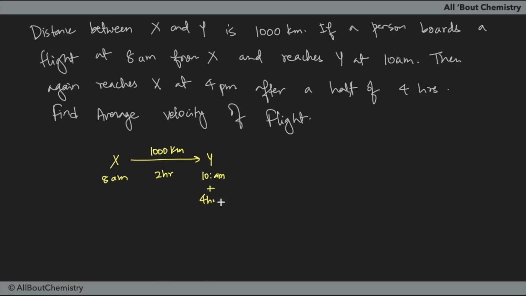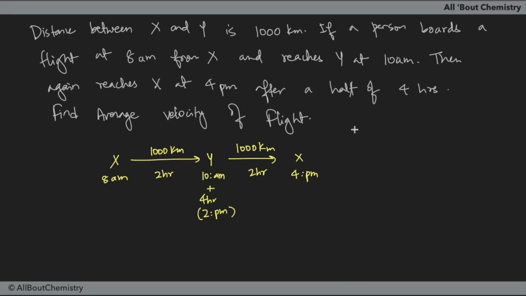So 4 hours he took a halt. That means 10 a.m., if you add 4 hours, so 10, 11, 12, 1 and 2. That means he started from y at 2 p.m. Okay, and then he reached x at 4 p.m. on the same day. So again he traveled for 2 hours, right? And the distance will be the same because 1000 kilometer will not change.